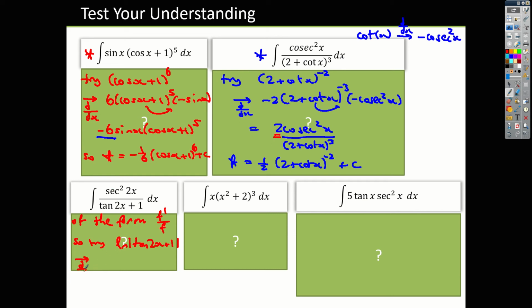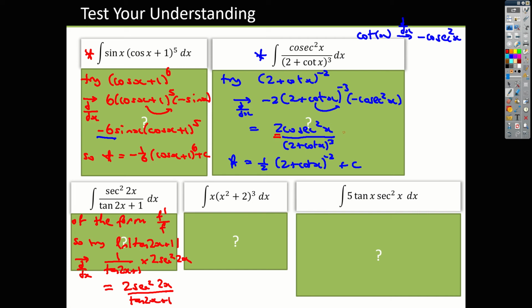That's going to differentiate to, okay, 1 over tan 2x plus 1. Okay, that's my outer function. Ln goes to 1 over. The derivative of the inside is 2 sec squared of 2x. Okay, which gives us 2 sec squared 2x over tan 2x plus 1.